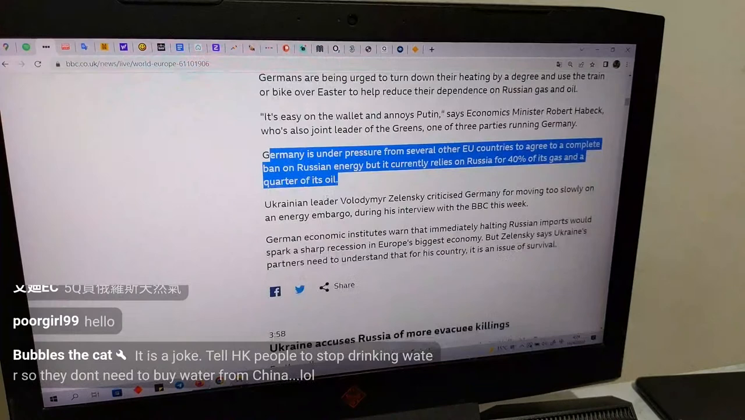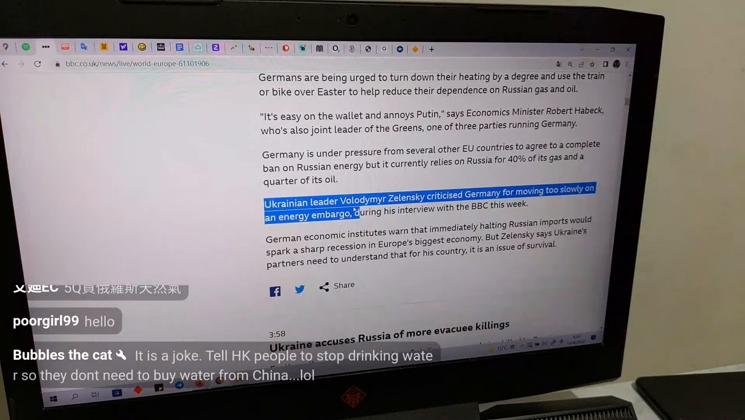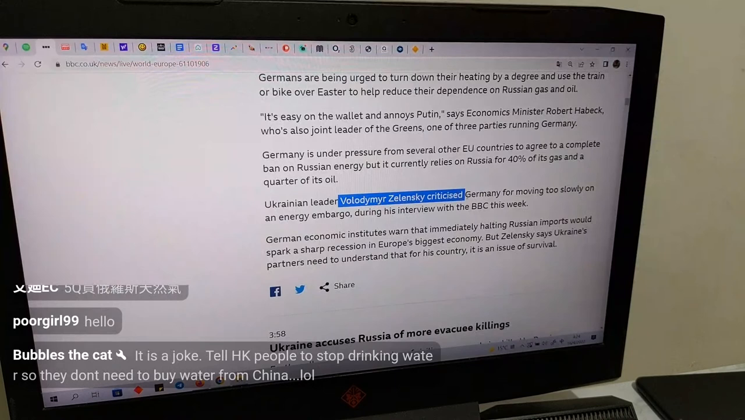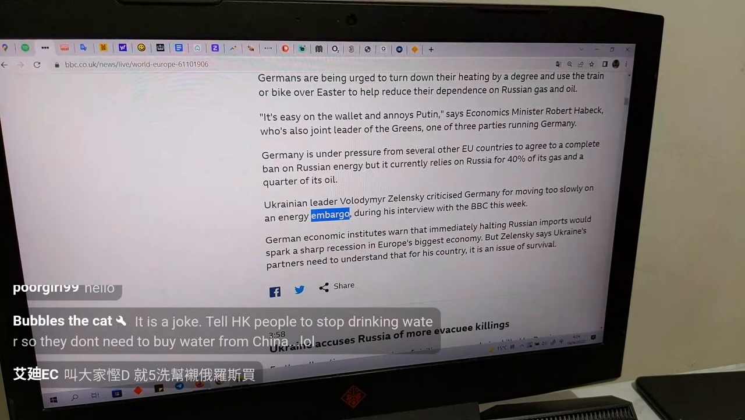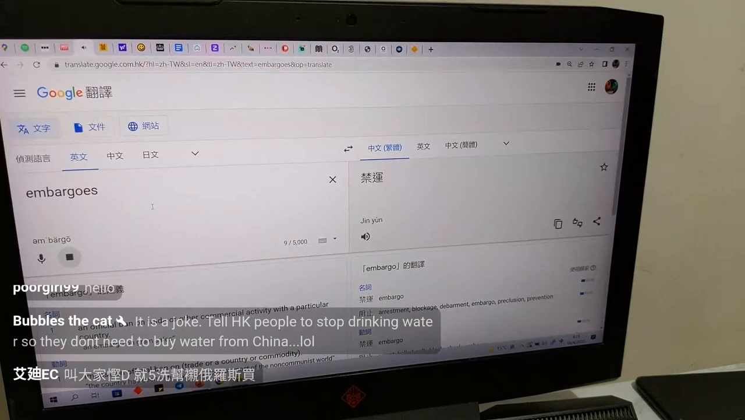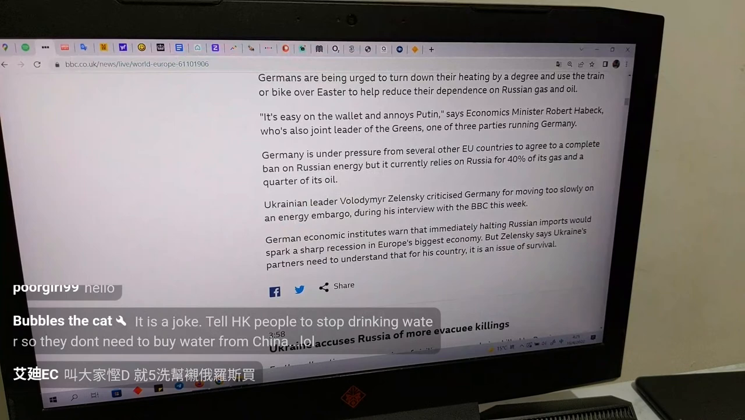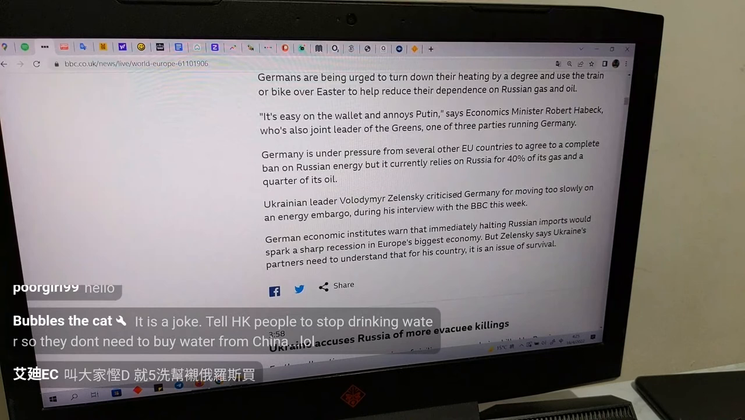Ukrainian leaders, let me see this joke. How Zelensky responds. Zelensky criticized Germany for moving too slowly on an energy embargo during his interview with the BBC this week. Embargo is a new word for me, it means a ban on oil, an embargo. Energy embargo. During his interview with the BBC this week, I think Zelensky knows that the Germans don't really have the heart to help Ukraine, I think.